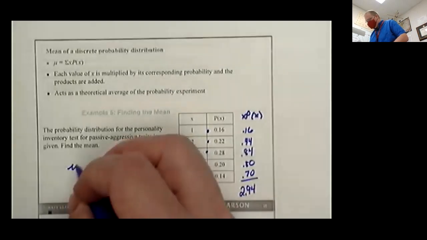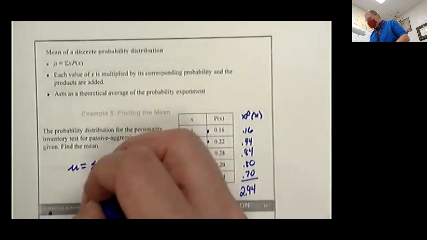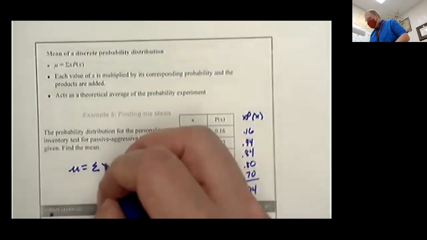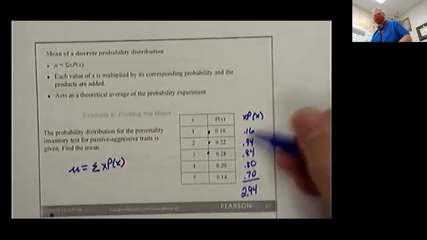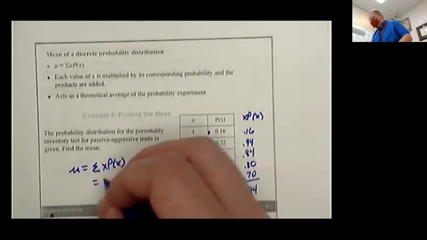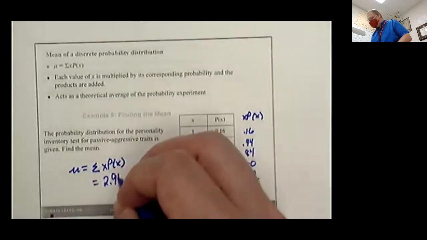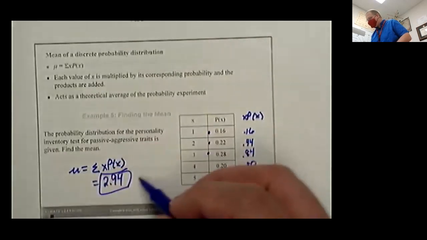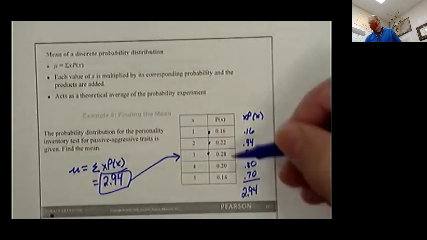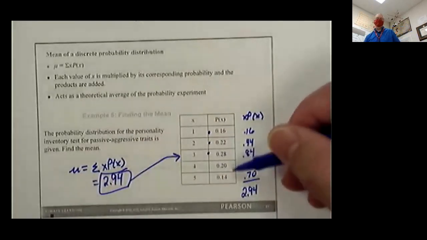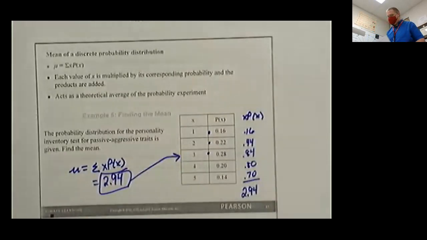2.94. Therefore, our mean is the sum of all of the X's times the P of X's. Therefore, our mean is 2.94. So our average of the personality traits is really close to 3. And that kind of makes sense because 0.28 was the biggest percentage in our frequency distribution.